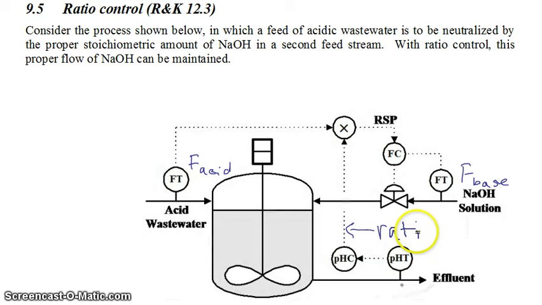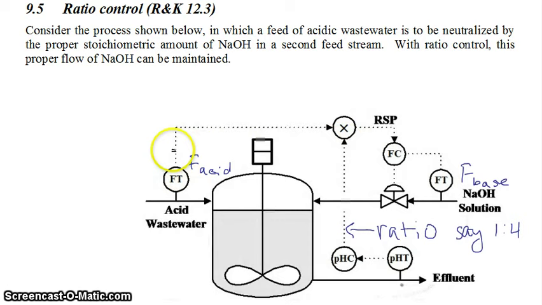So for example, if you need the flow rate of your base to be 1/4 of the flow rate of your acid, then this signal might be, say, 1:4. So you have a very concentrated basic solution trying to neutralize this slightly weaker acid solution, and what this controller signal will be saying is a ratio of 1:4.